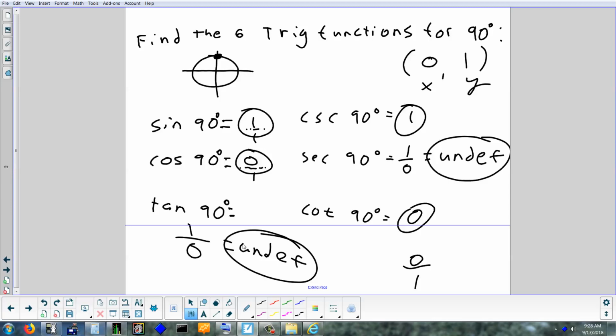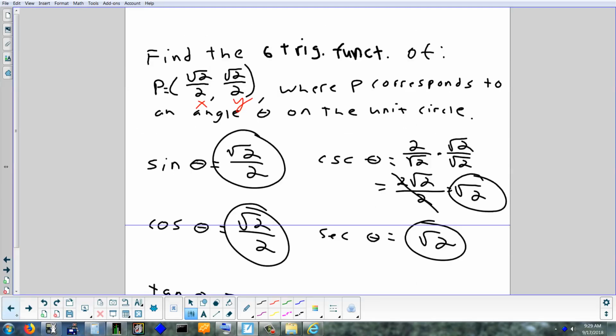So when you're dealing with a quadrantal angle, the answer is always one of 4 numbers: 1, 0, -1, which we didn't have a negative in this problem, or undefined. Those are the only 4 answers you'll ever see when you're dealing with a quadrantal angle. When you're dealing with an angle that's not a quadrantal angle, you'll see other answers, like square roots of 2's and square roots of 3's.